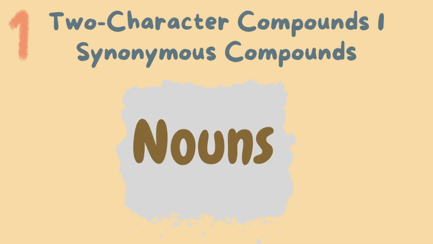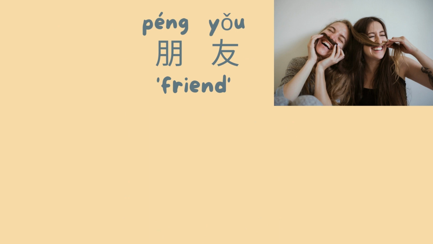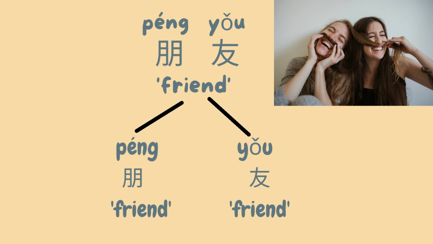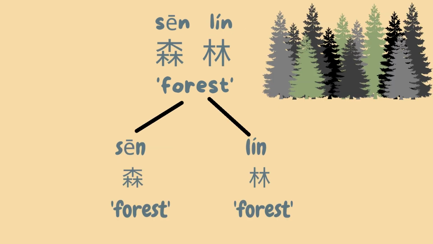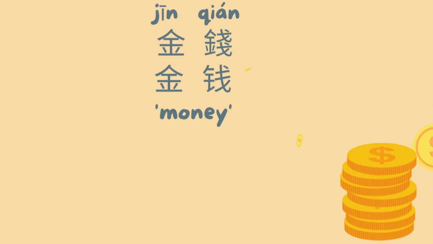Now look at synonymous compound nouns. The first example is 朋友, friend. Both the constituent characters 朋, friend, and 友, friend, are synonymous with one another and with the word they form, 朋友, friend. The next word is 森林, forest. Both the constituent characters 森, forest, and 林, forest, are synonymous with one another and with the word they form, 森林, forest.